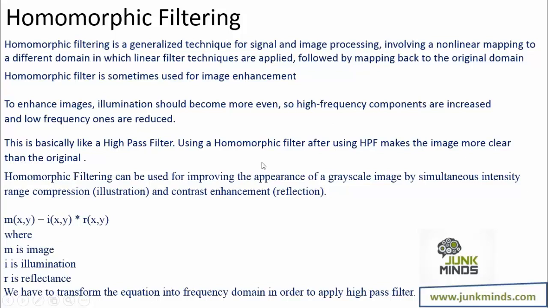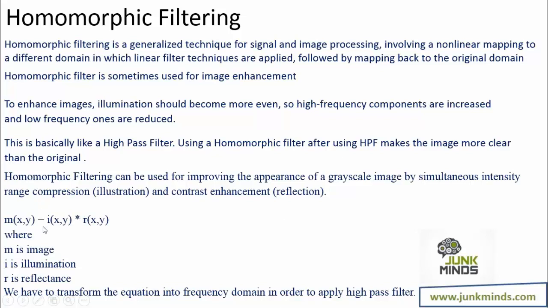So if you take an image and apply a high pass filter on it, and you take an image and apply a high pass filter and then a homomorphic filter on it, the result of the second one becomes better than the original, whereas the result of the first one is only at par with the original. So obviously using the homomorphic filter after the high pass filter makes the image much better. Homomorphic filtering is used for improving the appearance of a grayscale image by simultaneously doing intensity range compression, which is illumination, and contrast enhancement, which is reflectance.